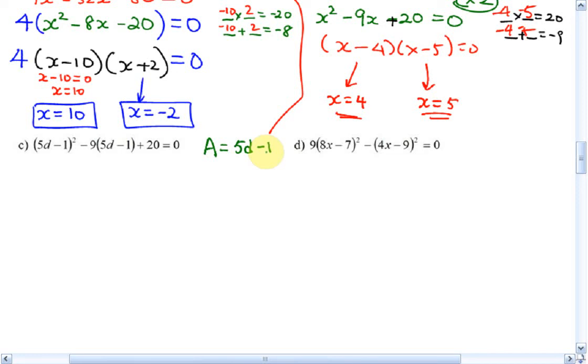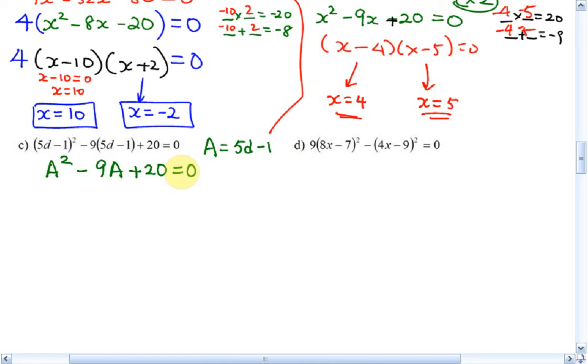Because now what happens is, instead of having this big bracket all squared, what does it become? A squared. Instead of minus 9 times the big ugly bracket, what do I have now? Minus 9A. Good. Plus 20 equals 0. Now, yes, it's still there, A squared. But you see how I made this nicer now? Are you comfortable with solving this? You should be, because it was the previous question. Doesn't this look like that?